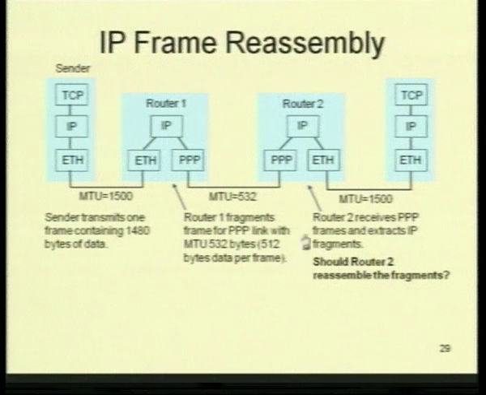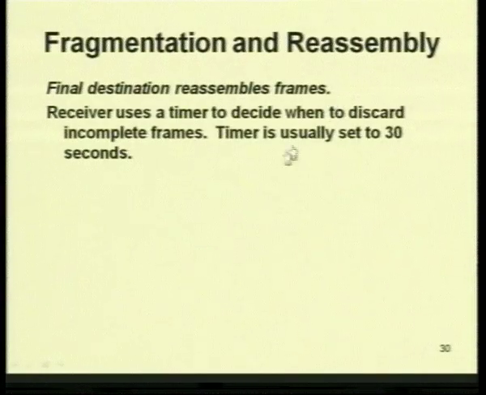So the question that comes up here is, should router 2 reassemble the fragments? The answer is no, because we do not know whether there is going to be another router through which it has to be sent before any further fragmentation needs to be done. So the reassembly is normally carried out only at the destination. It is the final destination which reassembles the fragments.